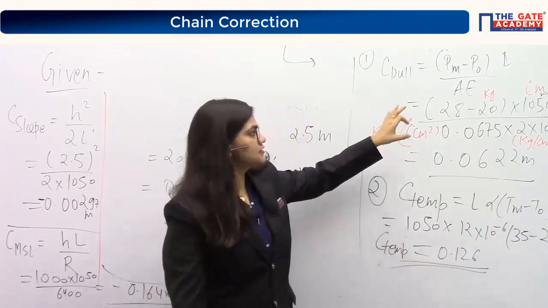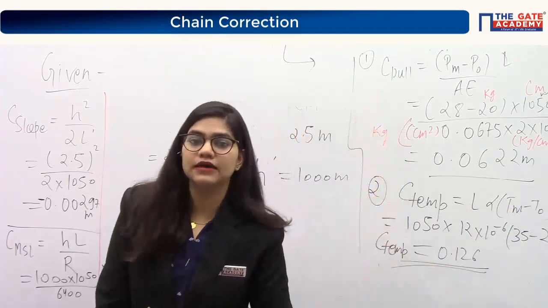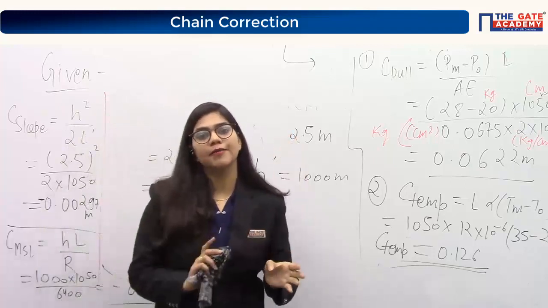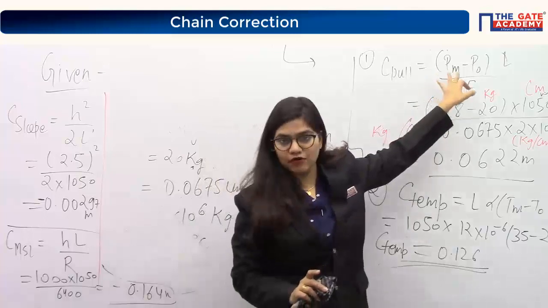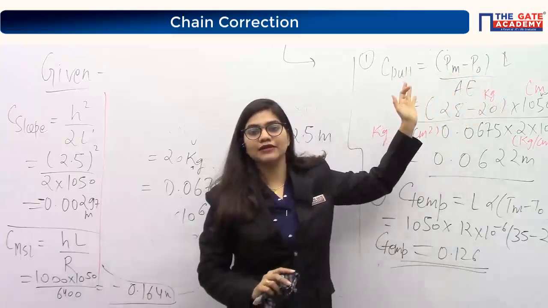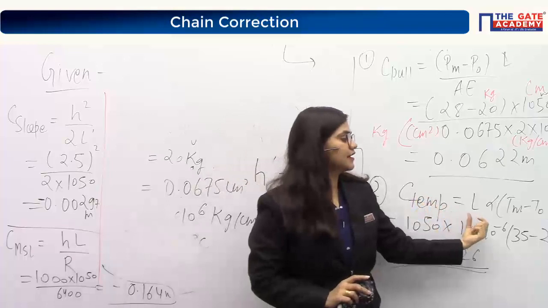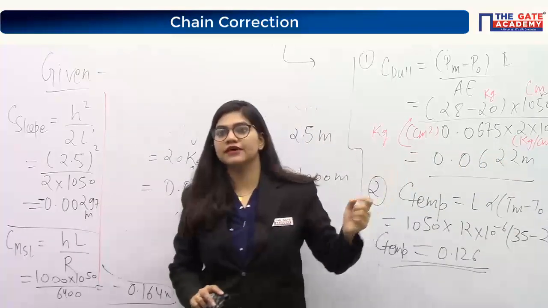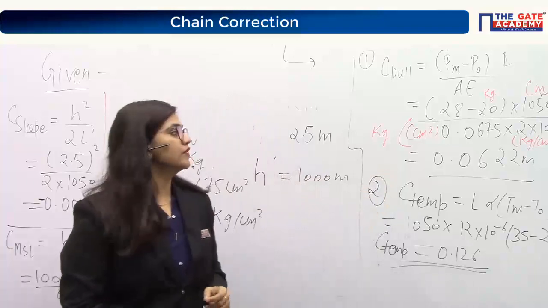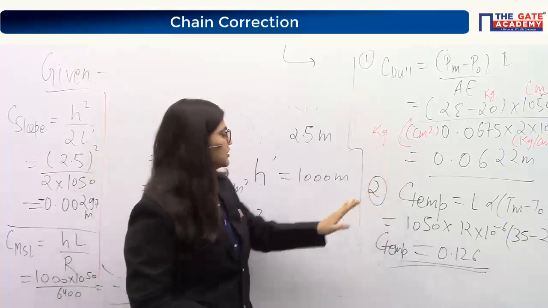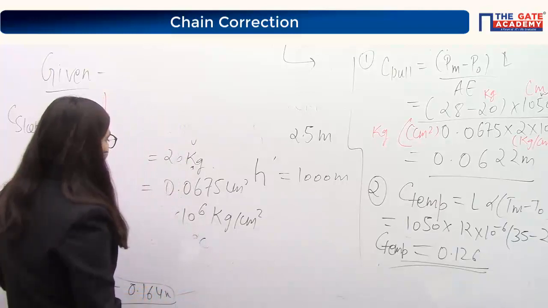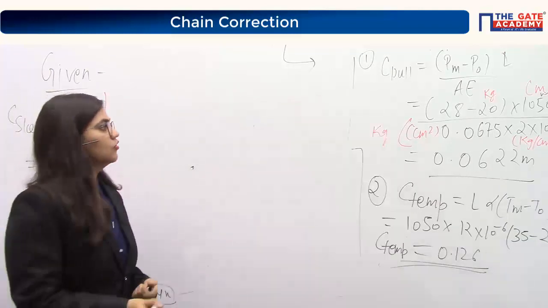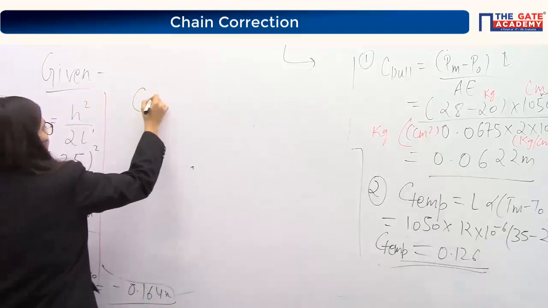See Varsha, this C slope value, C pull value and C temperature value totally depend on the pull at the time of standardization and pull at the time of measurement. And same, the temperature also: temperature at the time of measurement minus temperature at standardization. Okay. So pull is positive, temperature is positive, slope will be negative, MSL will be negative, right? So, what will be the total correction?